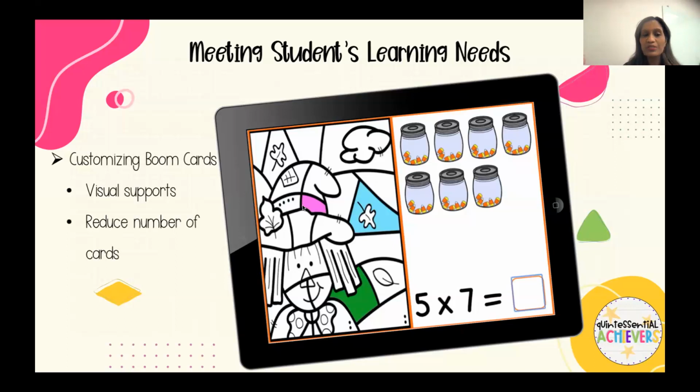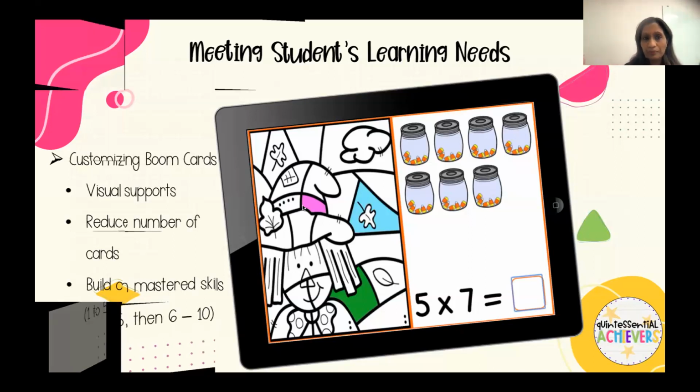As Heather mentioned as well, I reduced the number of cards. Like some of my kids don't have a very long stamina for working, so I can reduce the number of cards that I present to them. Or you can also build on the skills. So I might start off by doing multiplication facts 1 to 5 first. And then once they get really good at it, then I'll slowly add 6 and then 7 and then 8 kind of thing. So you can also customize your Boom cards that way.